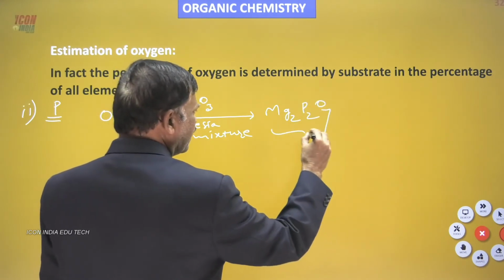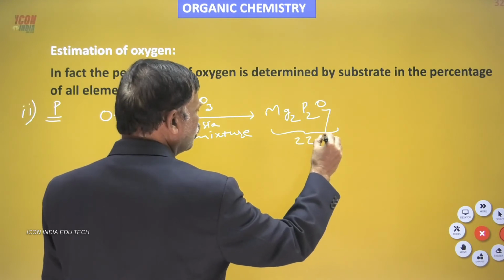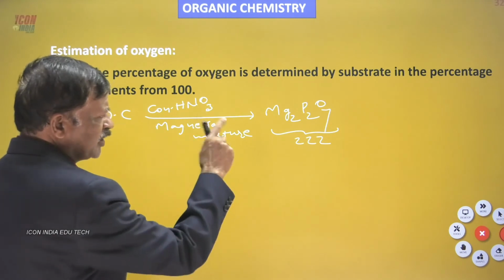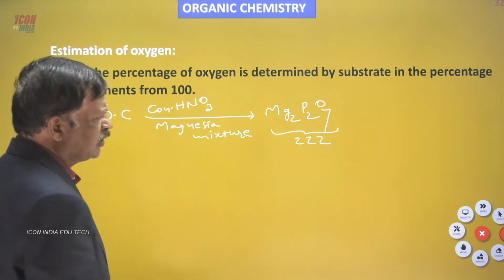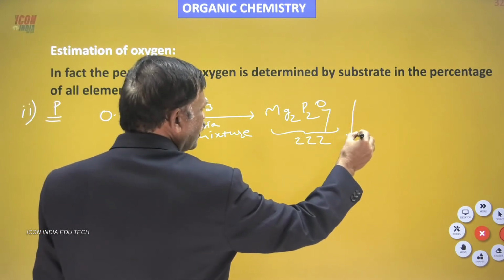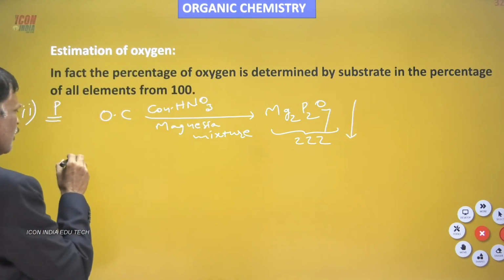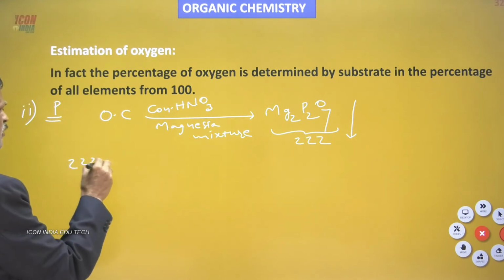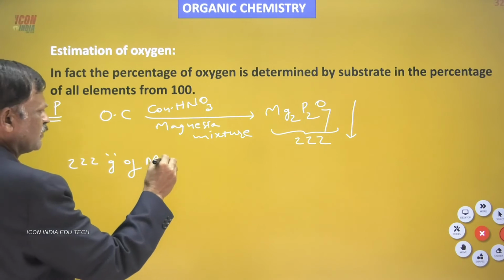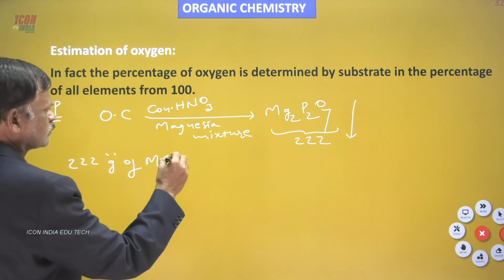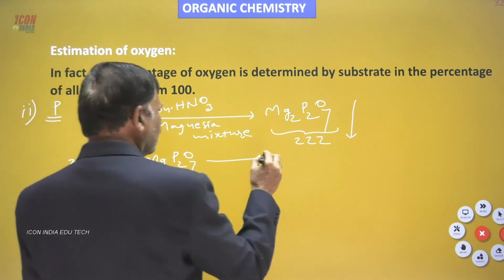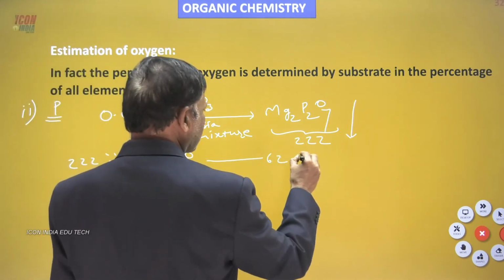Its molecular weight is 222. In the 222 grams of magnesium pyrophosphate, you have 2 phosphorus. That's why it is 62 grams. So, 222 grams of magnesium pyrophosphate contains 62 grams of phosphorus.